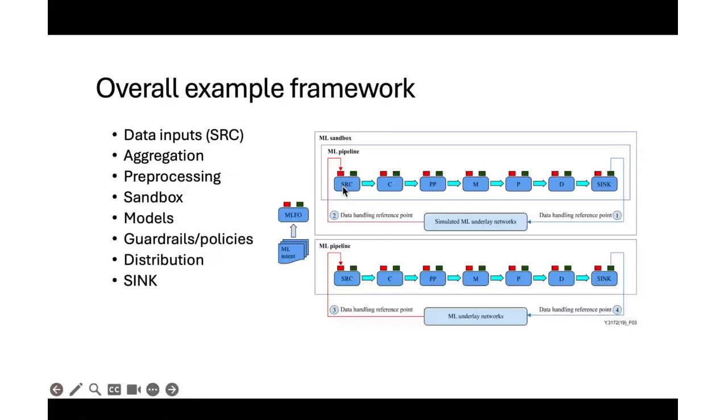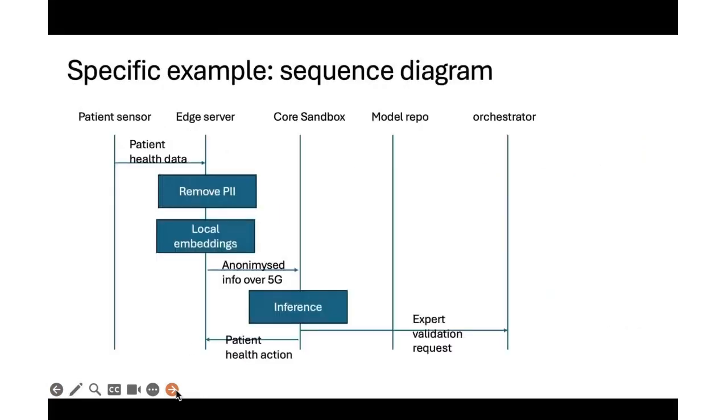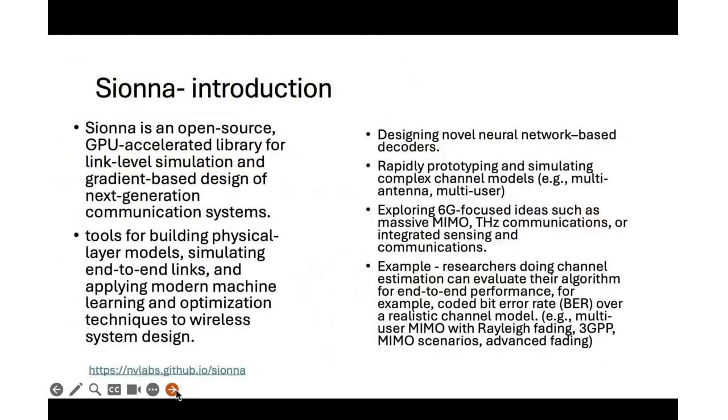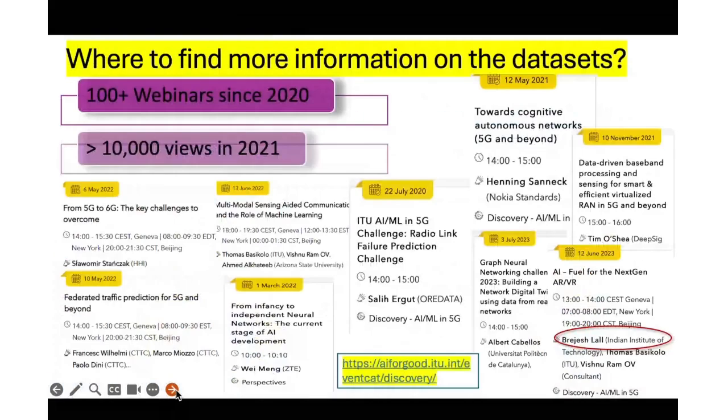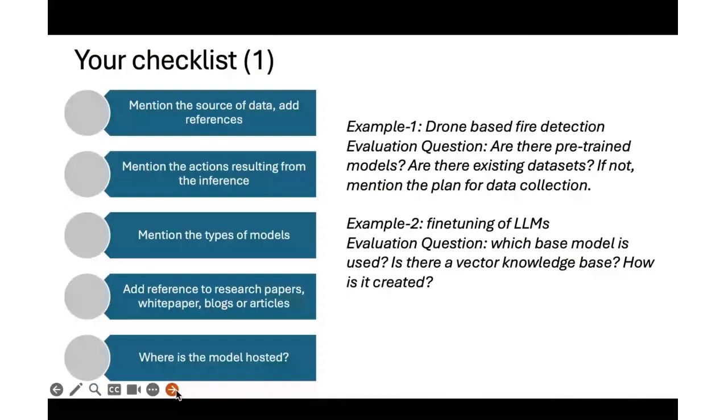So here, the source of data and the sink. Those are the two aspects which are related to the pipeline. So that is the first two. What is the source of data and what are the actions which are resulting from the inference? So those two are the first, source and sink aspects.